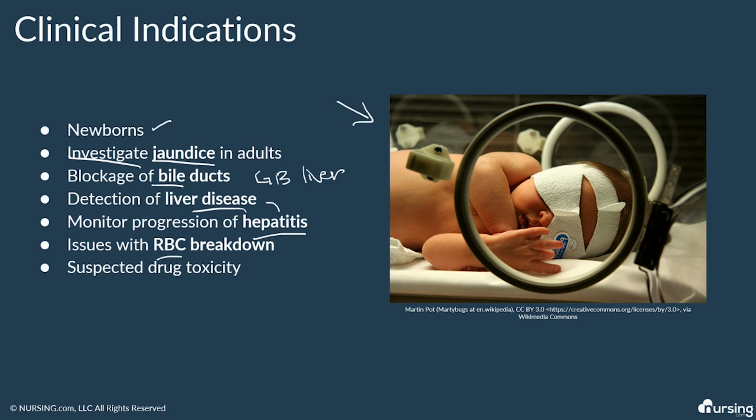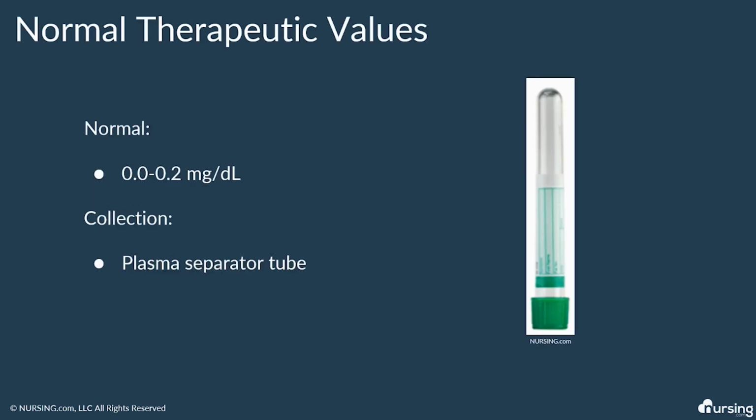It can also tell us if there's an issue with red blood cell breakdown and can even be indicative of a drug toxicity. Normal levels are between 0 and 0.2 milligrams per deciliter. That's a really, really tiny amount, right? And it's taken in a plasma separator tube, like the green one you see on the slide.